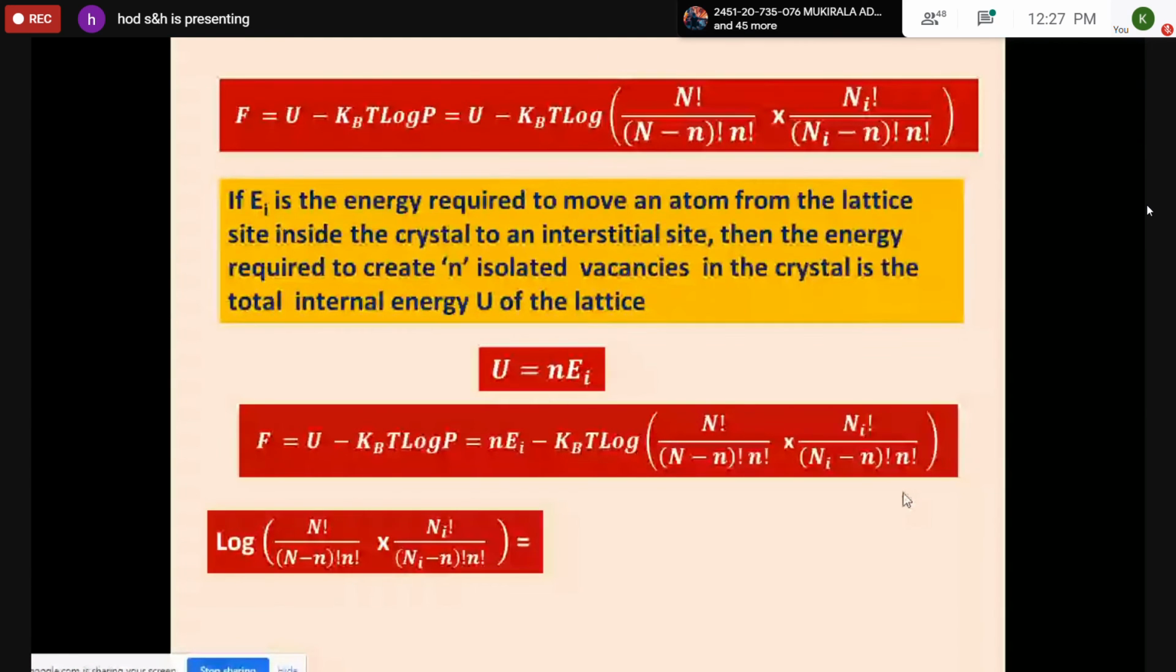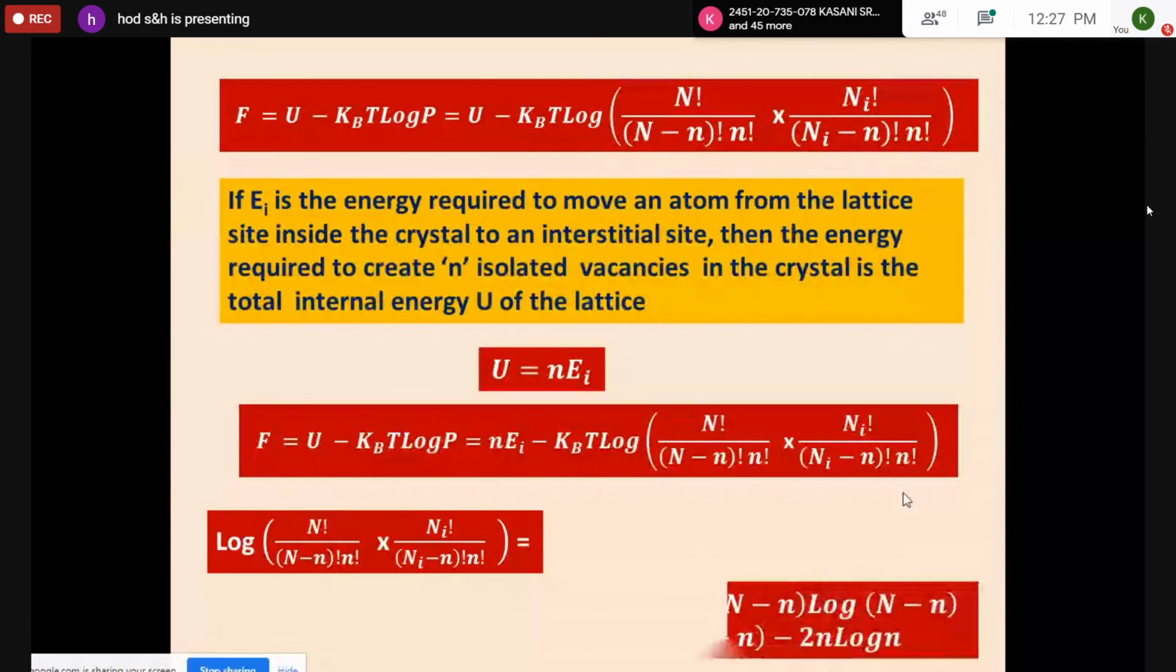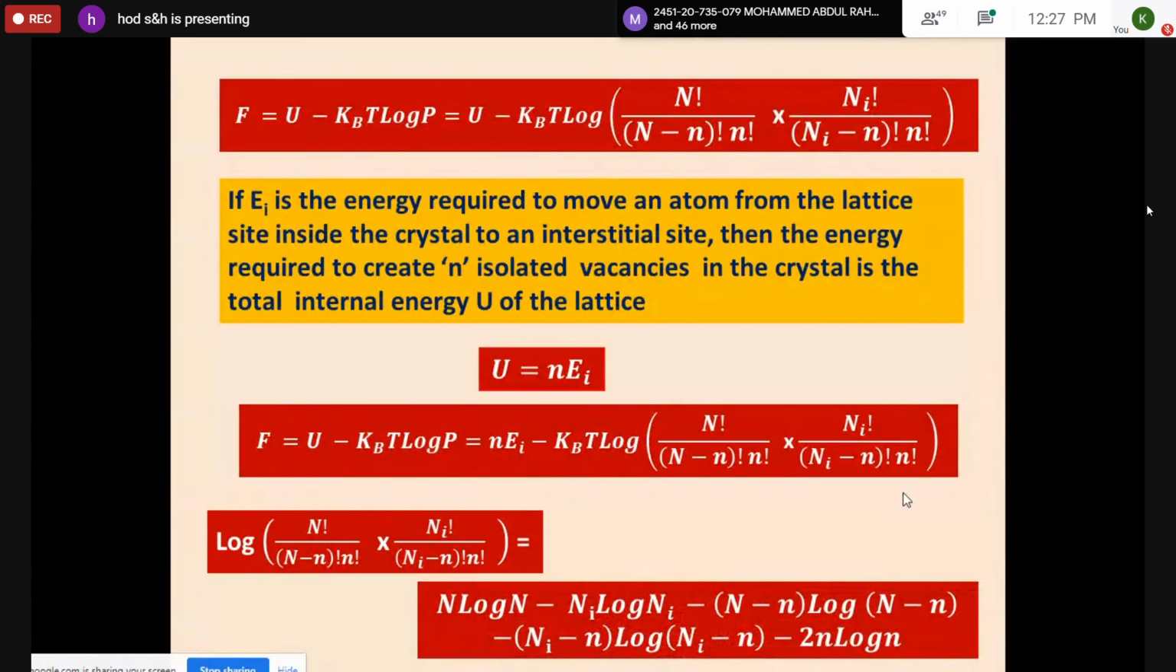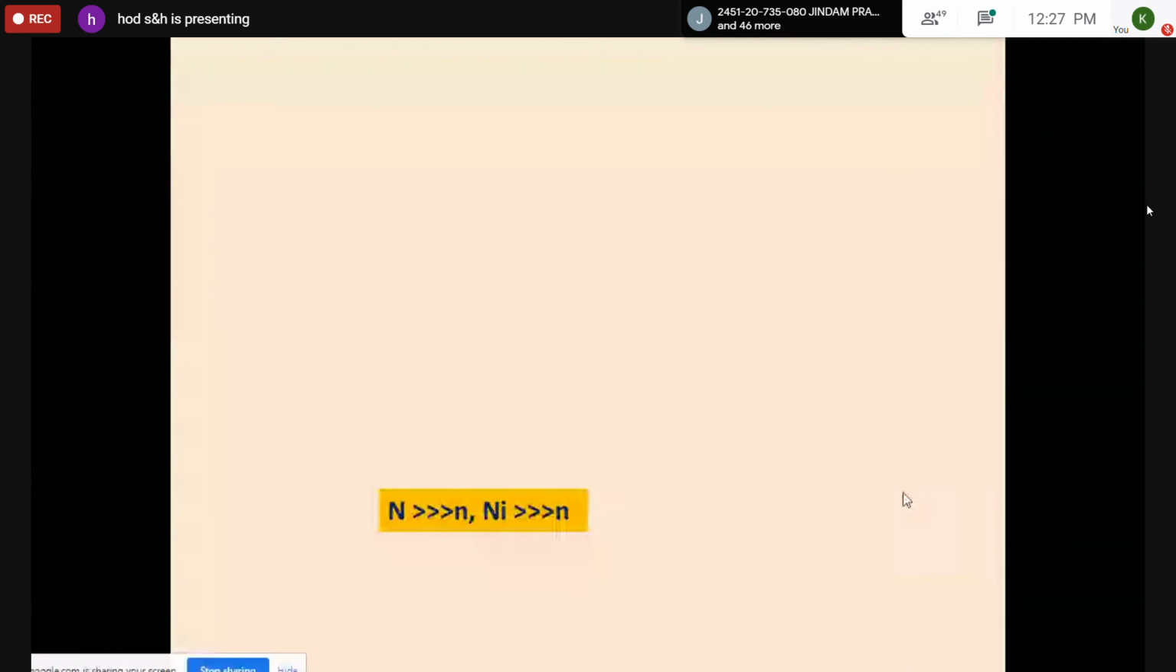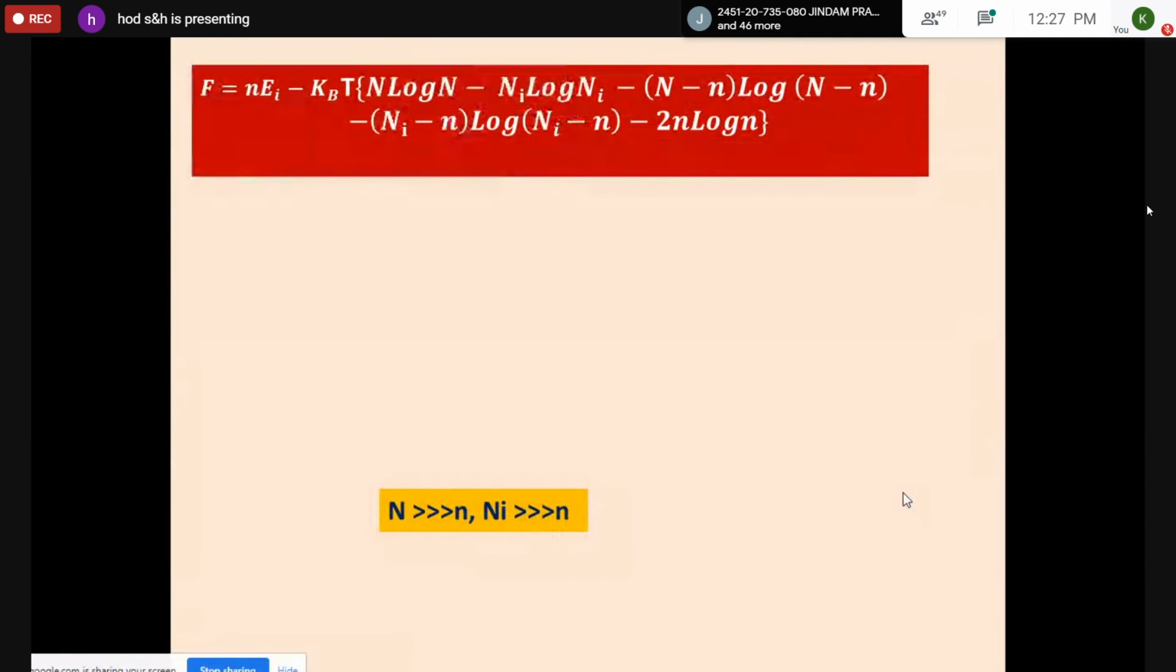Now you should use Stirling's approximation: log n factorial is n log n minus n. Apply it to all the terms and simplify. Plus n minus n can be cancelled. Then F is equal to n Ei minus Kb T, with Kb T common, and by further simplification you finally obtain N log N minus Ni log Ni minus (N minus n) log (N minus n) minus (Ni minus n) log (Ni minus n) minus 2n log n. This you have to derive and you should practice it. If you have any doubts, you should ask me.